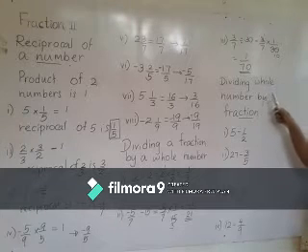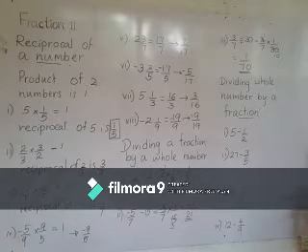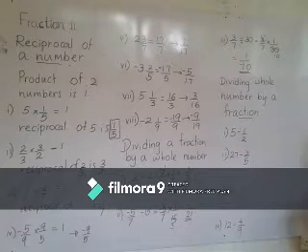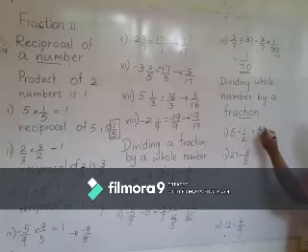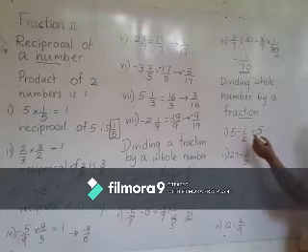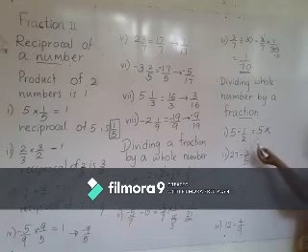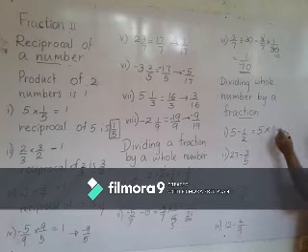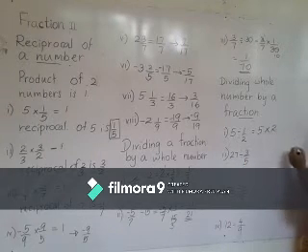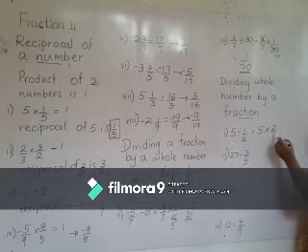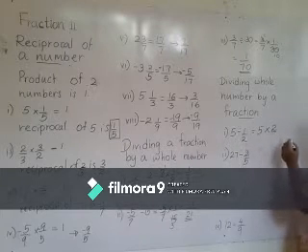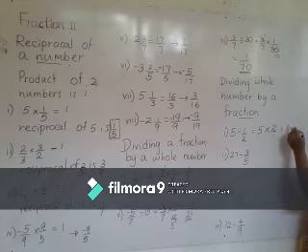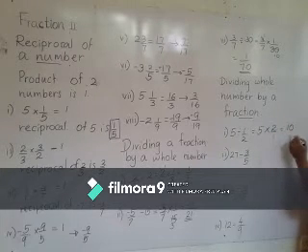Dividing a whole number by a fraction. This is a whole number. We are going to divide by a fraction. So 5. Division becomes multiplication. Then we have to take the reciprocal. The reciprocal of a half is 2. 2 over 1 also we can write. So 2 is the answer. Then 5 times 2 is 10. 10 divided by 1 means 10.